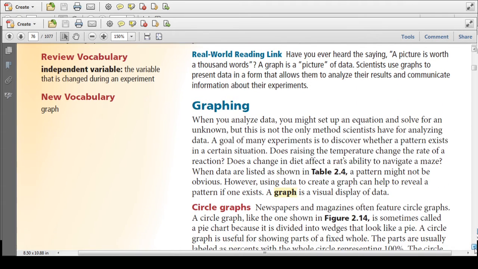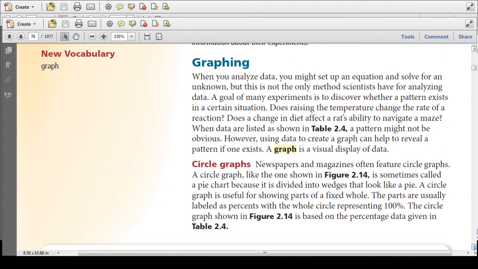When you analyze data, you might set up an equation and solve for an unknown. But this is not the only method scientists have for analyzing data. A goal of many experiments is to discover whether a pattern exists in a certain situation. Does raising the temperature change the rate of reaction? Does a change in diet affect the rat's ability to navigate a maze?